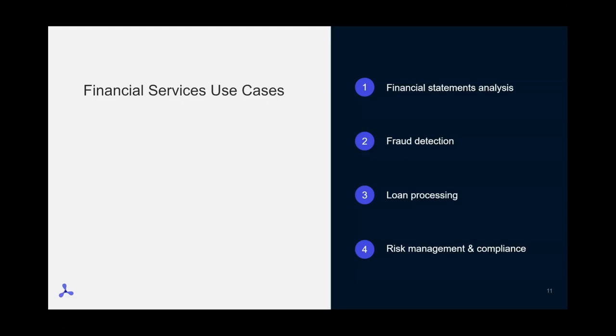Table extraction can also be used to identify irregularities or inconsistencies in financial data that may indicate fraudulent activities, such as money laundering, tax evasion, and other issues like this. Banks can use table extraction to automate the loan processes. This involves extracting data from loan applications, credit reports, and financial statements to evaluate creditworthiness and make lending decisions.